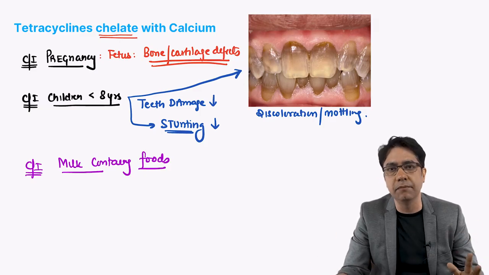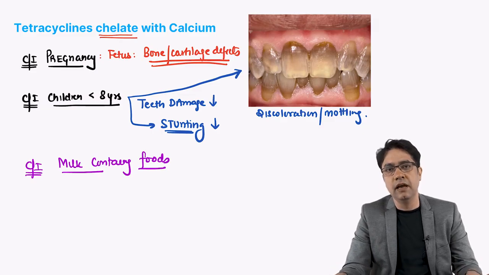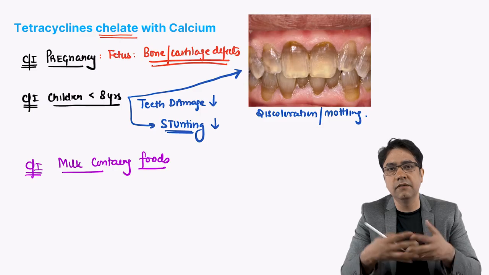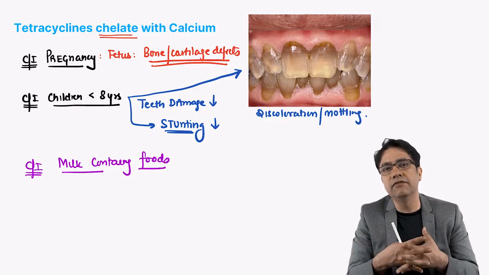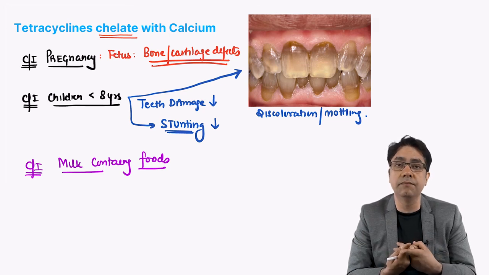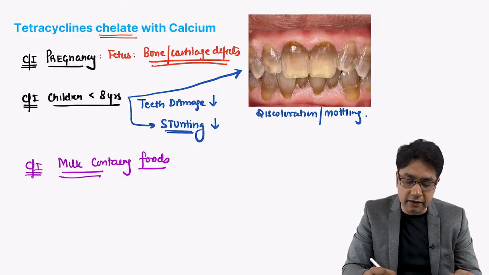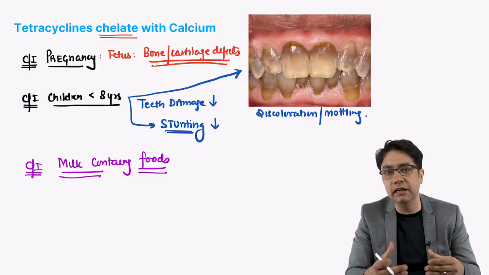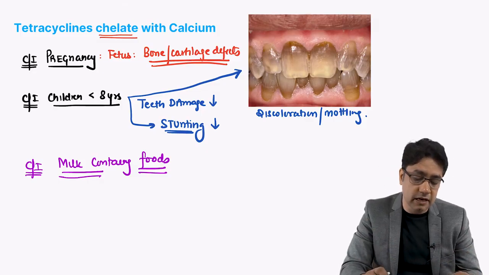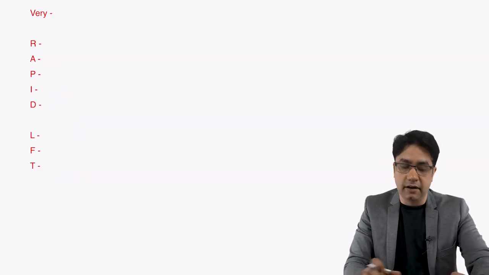The reason is very simple. Milk containing foods contain a lot of calcium. And we give tetracycline with them. Tetracycline binds with calcium in the GIT. Neither tetracycline will get absorbed, nor calcium will get absorbed. So avoid giving with milk containing foods like curd, paneer, cheese, etc. So keeping this in mind, let's talk about adverse effects of tetracycline.